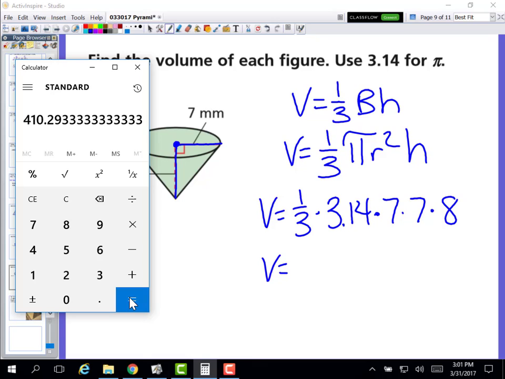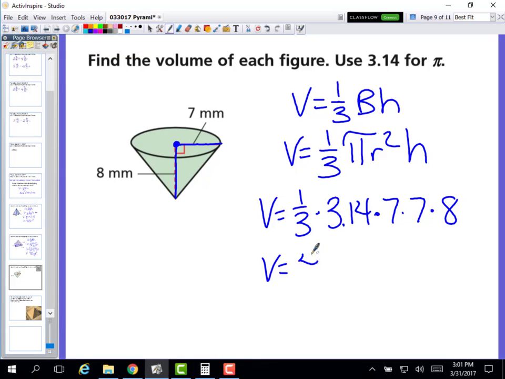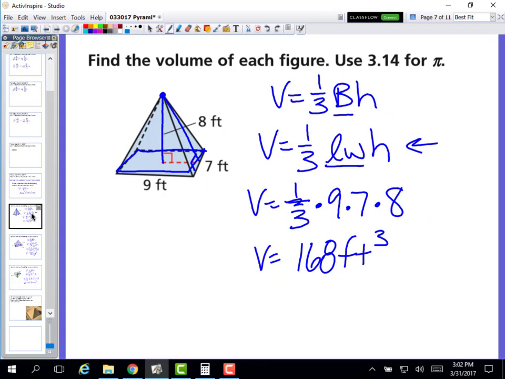Okay, so if we're going to round to the nearest tenth, all these 3's I don't need to pay attention to. I just need to stop at the hundredths place. Now, if this second number, this number in the hundredths place, is 5 or more, I'm going to make this 2 one more. If it's less than 5, I keep it the same. Now, since it's a 9, I'm going to bump this 2 to a 3. So my answer would be 410.3 millimeters cubed.